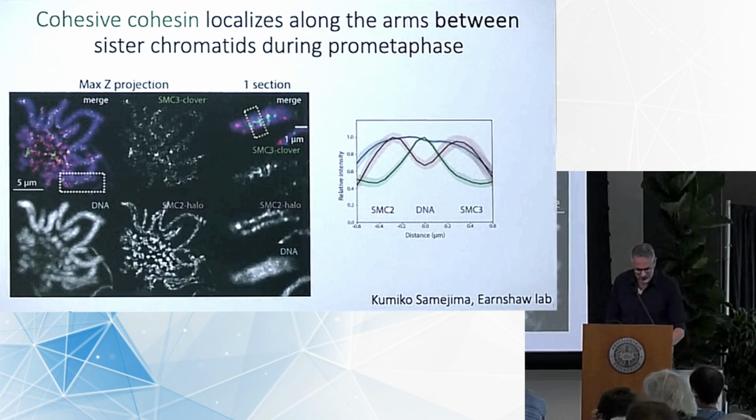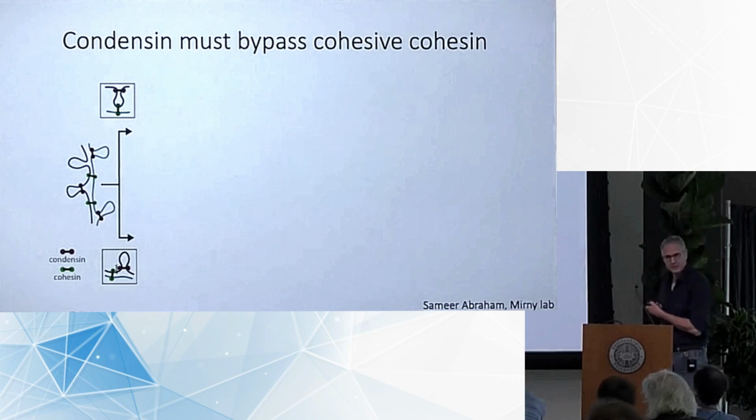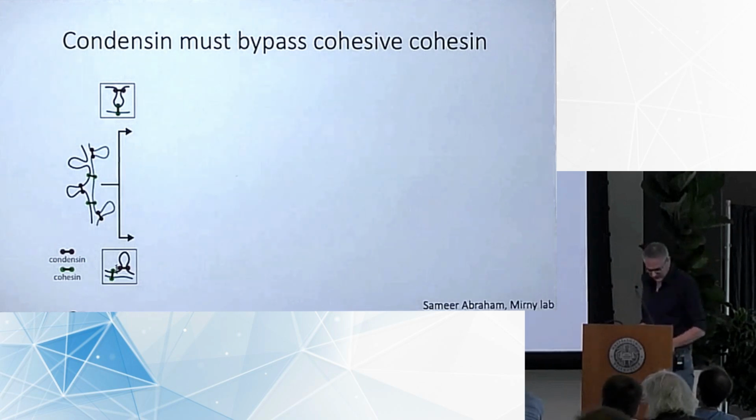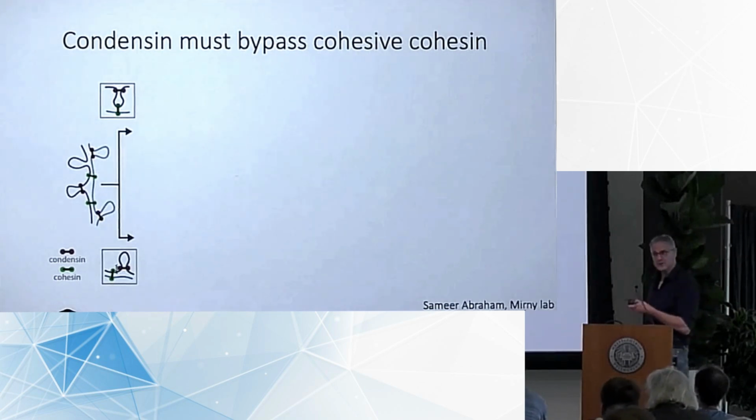Again, we use simulations. Again, this is Samir's work, to test different scenarios as to how cohesin could end up there. So now we start simulations with two sister chromatids, held together by cohesive cohesin in green, and we enter mitosis, and condensin comes in and starts making loops in cis along each sister chromatid. What happens when this condensin runs into a cohesive cohesin complex? In this case, we have two scenarios.